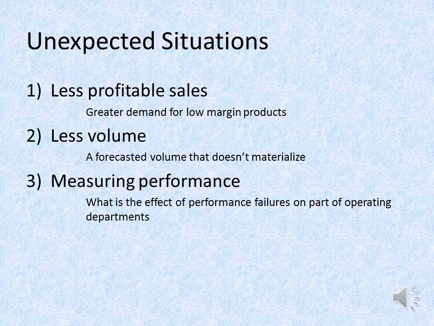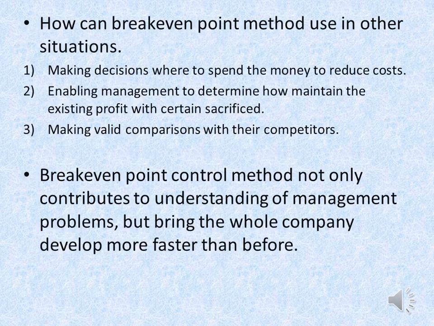Lastly is the effect of performance failures on the part of operating departments. It is important for management to follow through with administrative action when actual costs go above budgeted cost or performance doesn't measure up. Measurement must trace variations to operating departments where corrections can be made. It is break-even analysis that helps department executives understand the company's point of view.